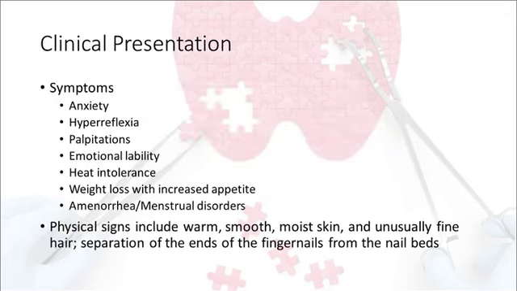Now, in terms of the symptomatology or clinical presentation in these patients, usually they present with palpitations, emotional lability, heat intolerance, weight loss, increased appetite, amenorrhea, and then anxiety. These are the general symptomatology. Other physical signs include warmth of the skin, which is moist and usually smooth, and they usually have fine hair, and there is a separation of the fingernails from the nail bed itself, so there's almost like a retraction that takes place there.